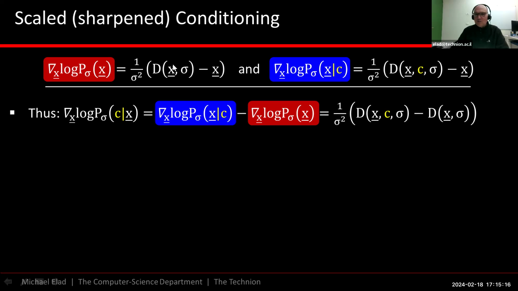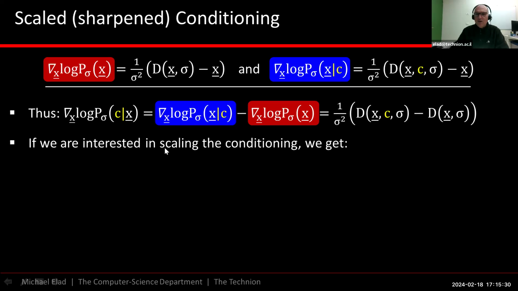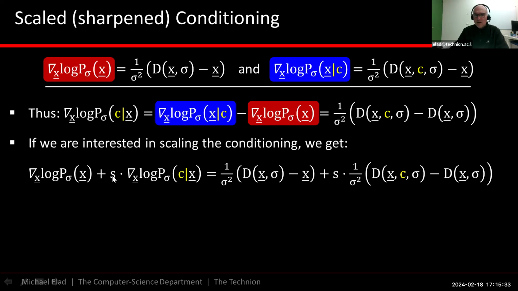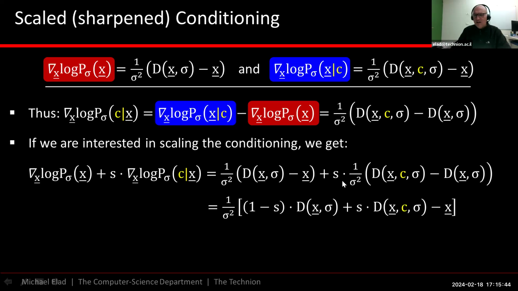What is it? Take these two expressions. Basically, we get the difference of the two denoisers. This is exactly the difference between the two curves I've shown you, up to a scale factor. Now take this, multiply by S, and add it to the regular score. And what do you get? Here is the score, here is S times this expression. And we get a total expression that uses only denoisers of two kinds and can have any scale that you want. Let's do the algebra a little bit. So this is what you get: 1 minus S times the regular denoiser plus S times the conditional one. And all this serves as the combined denoiser, minus x, in order to give you the conditional score.